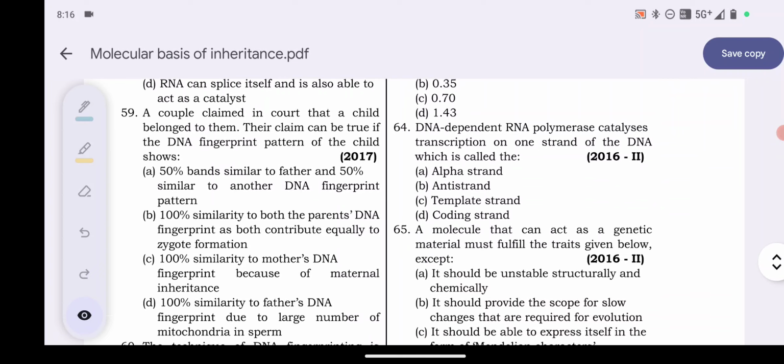So here, what will be the answer? The answer will be option A, 50% band similar to father and 50% similar to another DNA fingerprint pattern. Explanation: DNA fingerprinting is the basis of paternity testing as the polymorphisms are inheritable from parents to children. Since a child receives half of his or her DNA from the mother and the other half from the father, paternity can be established. So A will be the answer.